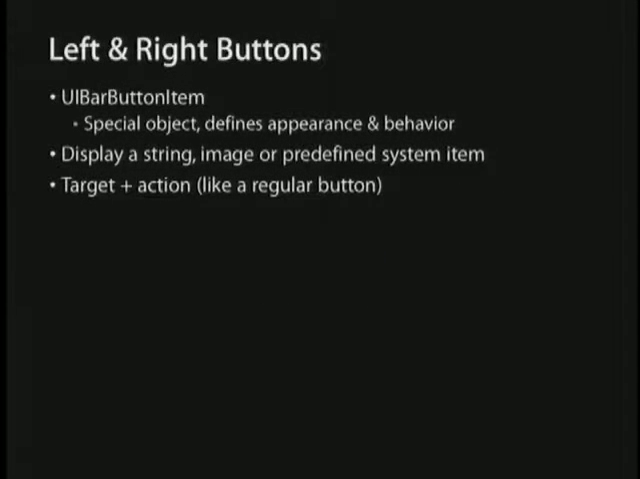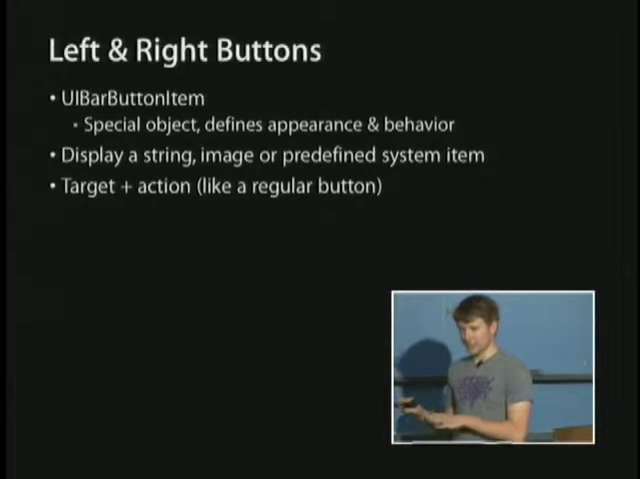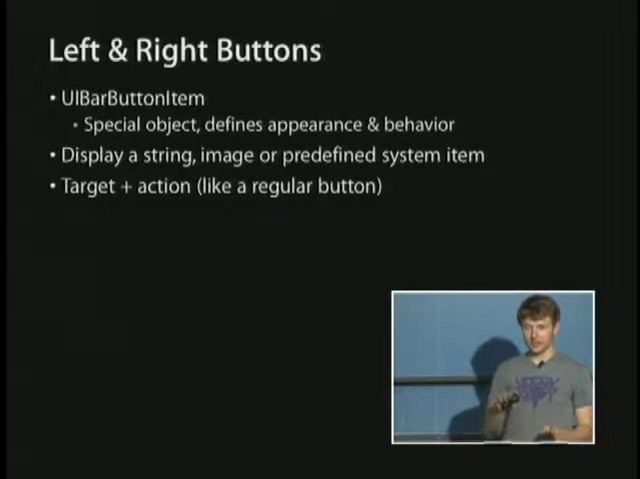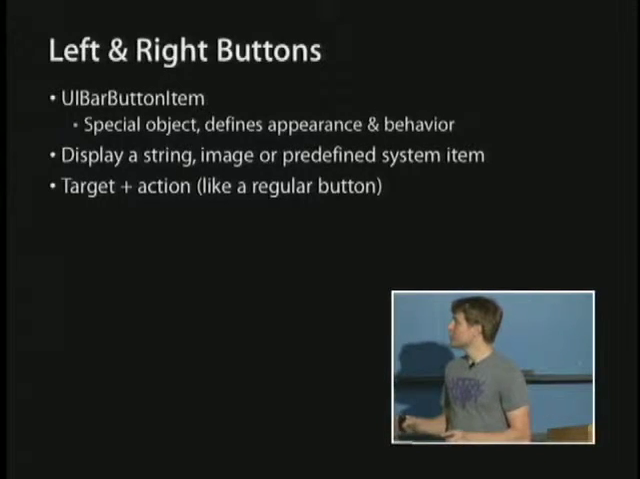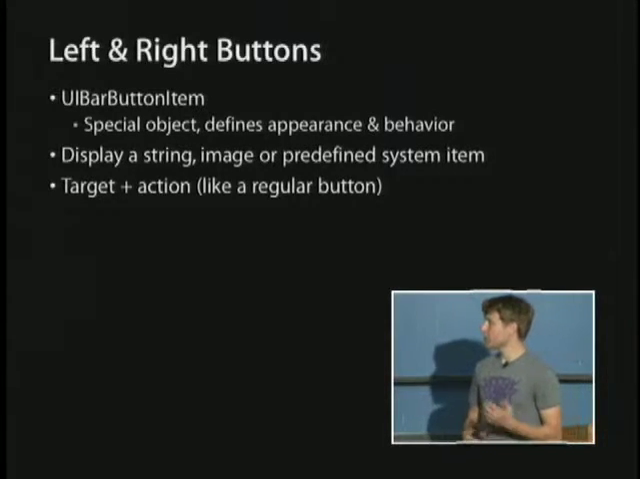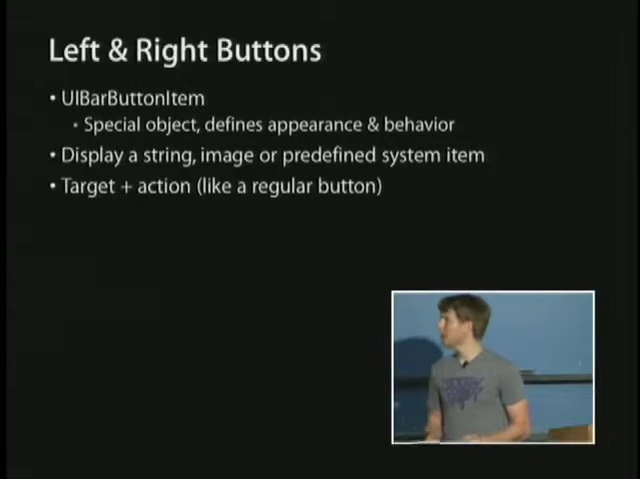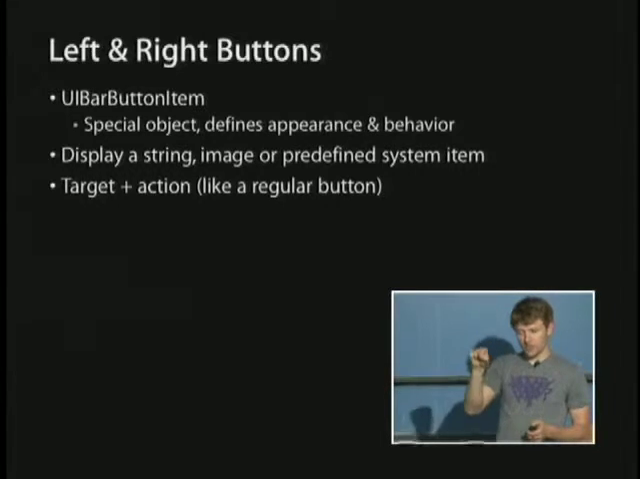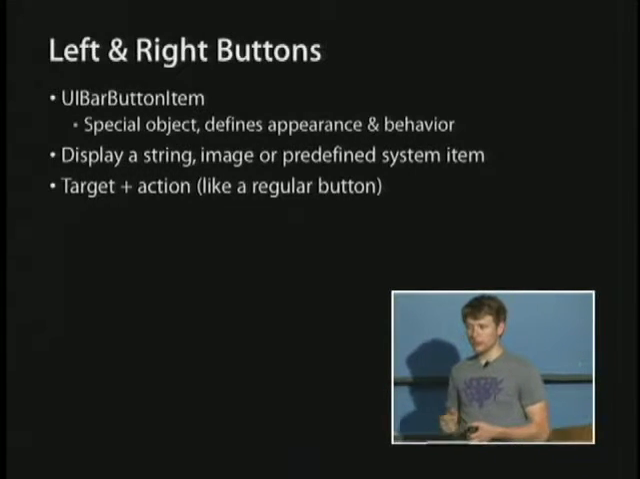Let's talk about left and right buttons. The way you represent these is via a special class called UIBarButtonItem. These types of buttons are a little bit different from regular old buttons, UIButtons on the screen, because they're only displayable in navigation bars and toolbars. So it's a special object. It's not exactly a UIButton, but functionally it's very similar. It's got a target and an action, just like a regular button. You can display a string or an image that you've specified, or there is a set of predefined system items for things like the camera and the little square with the pen in it for composing new messages.